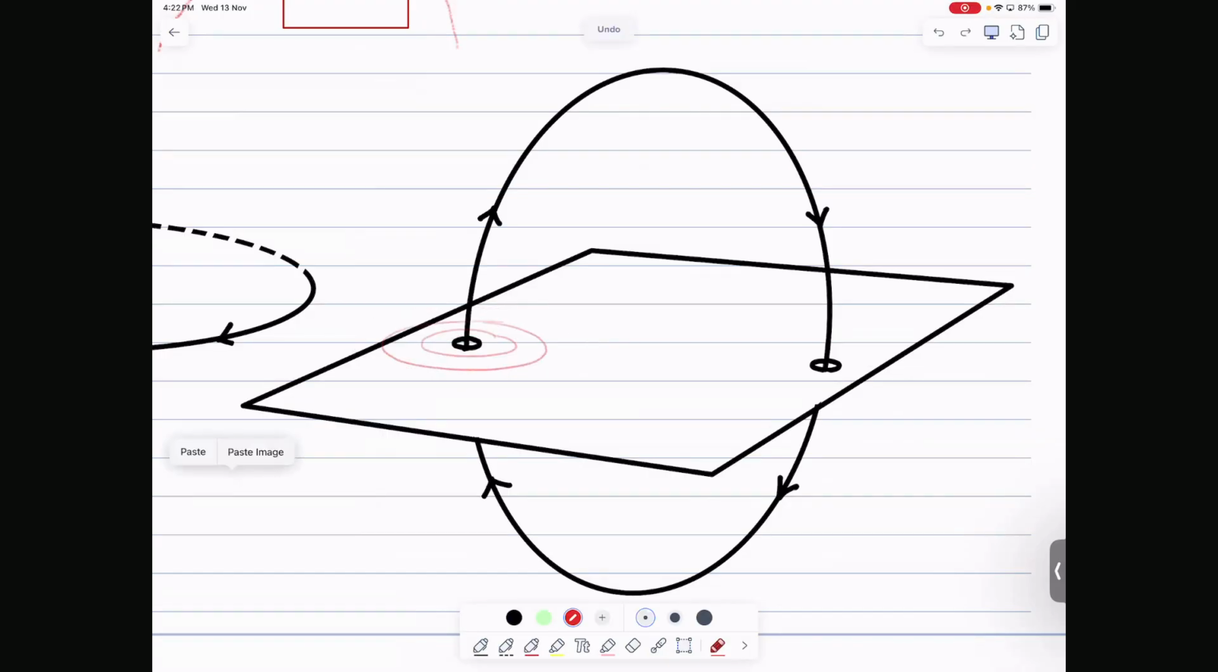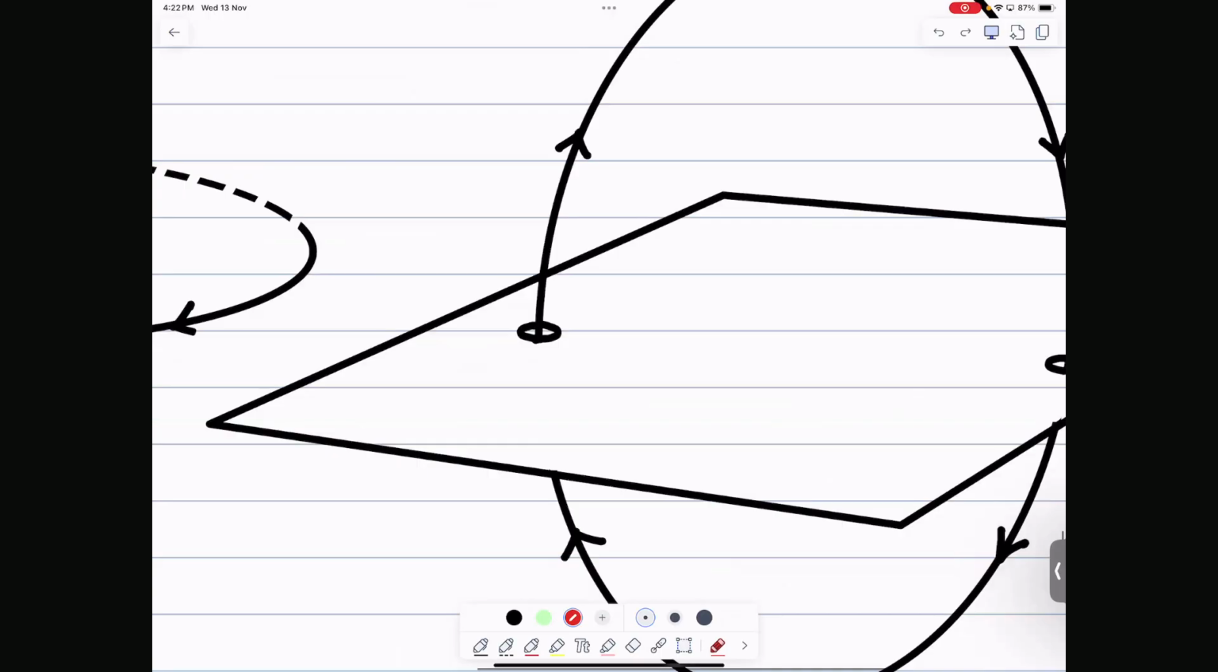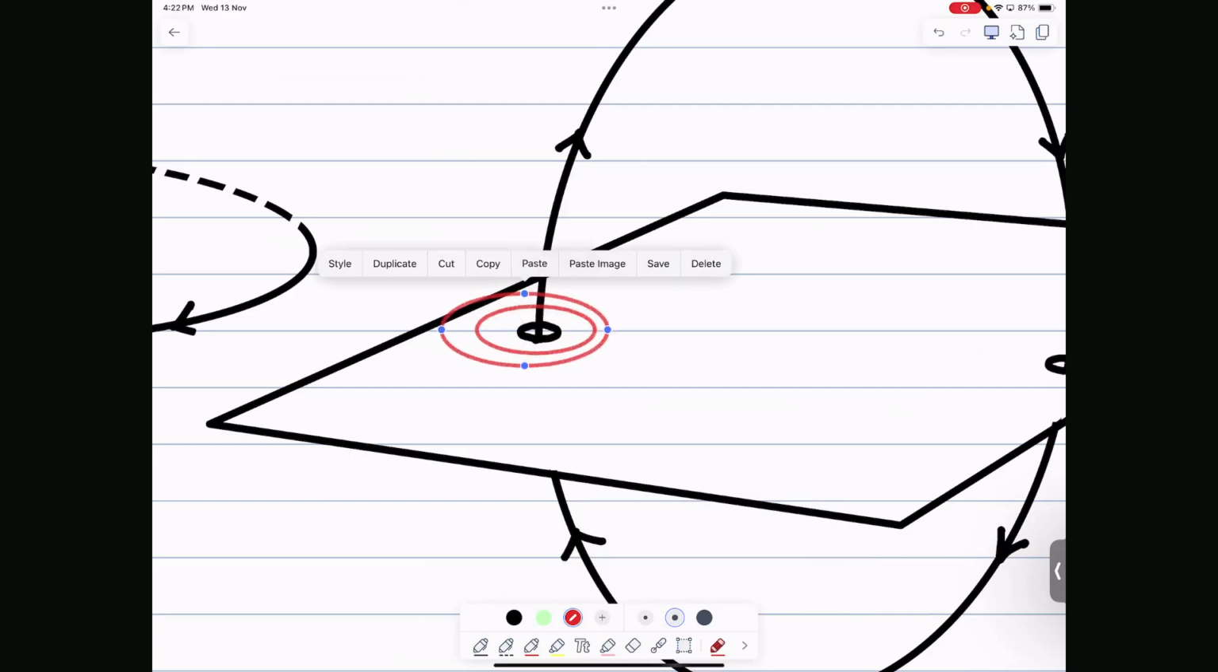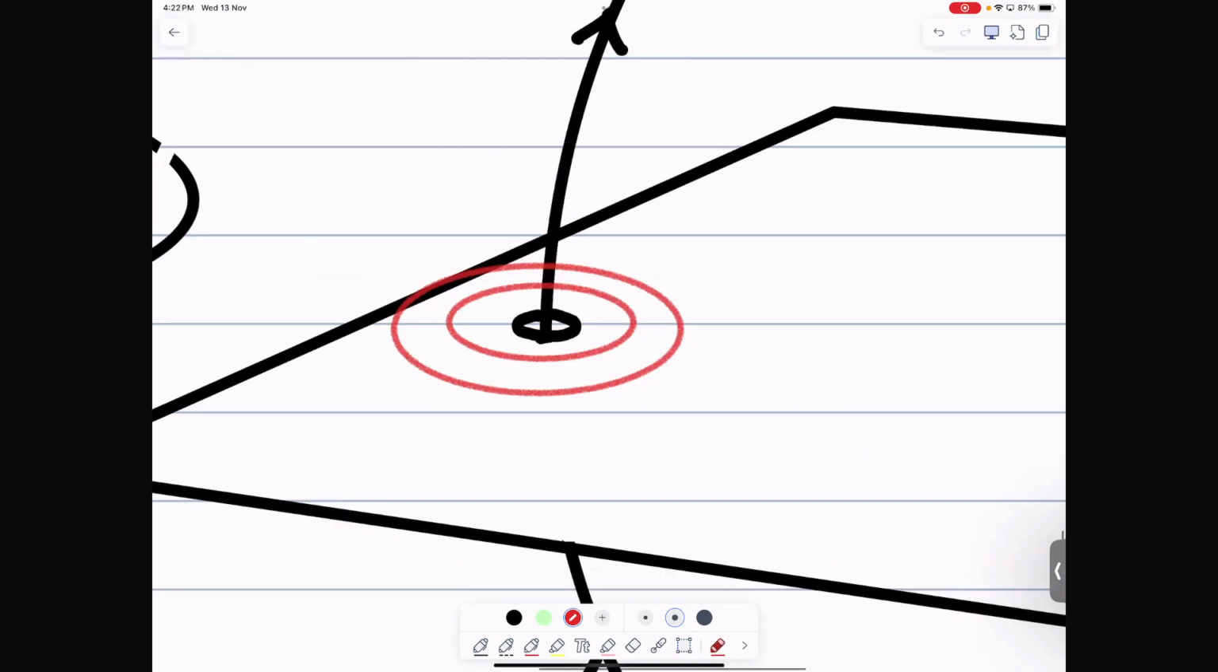Can you tell me what's the direction of the magnetic field lines around this wire? That will solve all your problem right now. Just tell me, which way will the arrows point? Yeah, very good. Anti-clockwise, right? So anti-clockwise means you'll find that the arrows are pointing like this.